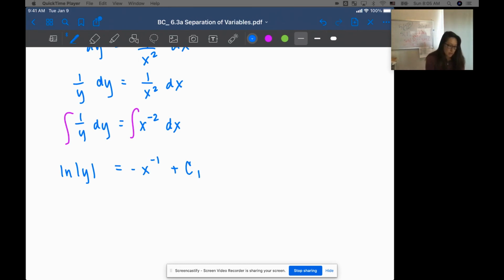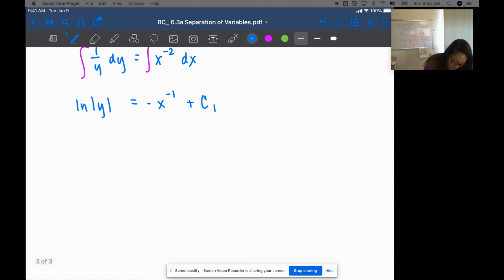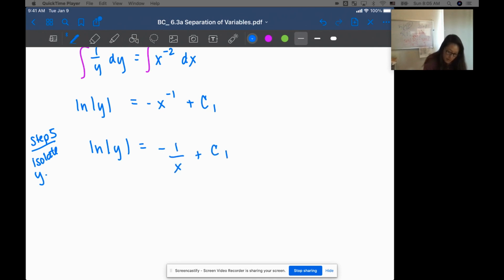Okay, so you get a choice now. You can either switch to step 5 or to step 6 and plug in the point (1, 3). I'm going to just go in order this time and start with step 5, which is to isolate y. It's up to you. All right, so we get ln of y, I'm just going to rewrite this, ln of the absolute value of y. We can't drop the absolute values because y could be positive or negative. And then I get negative 1 over x plus c1. And then what I'm going to do is put the base of e on both sides.